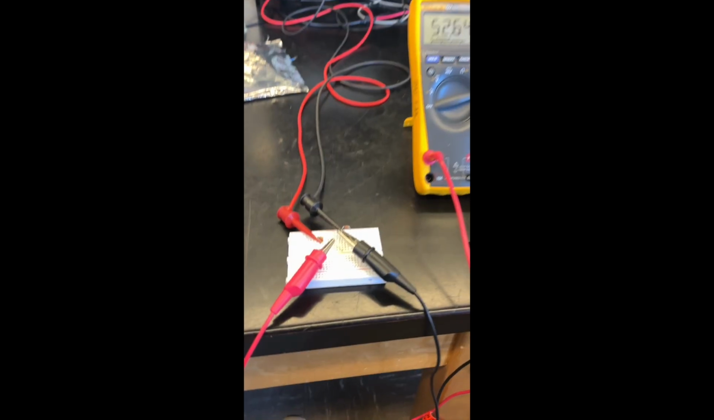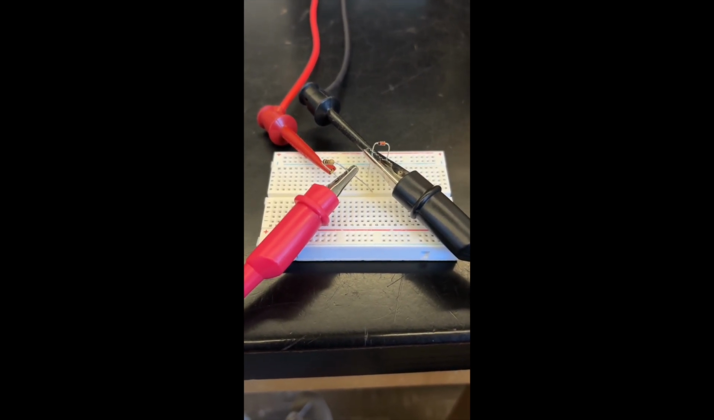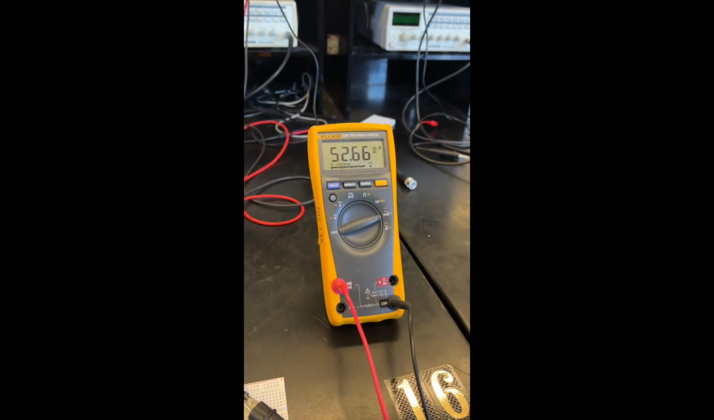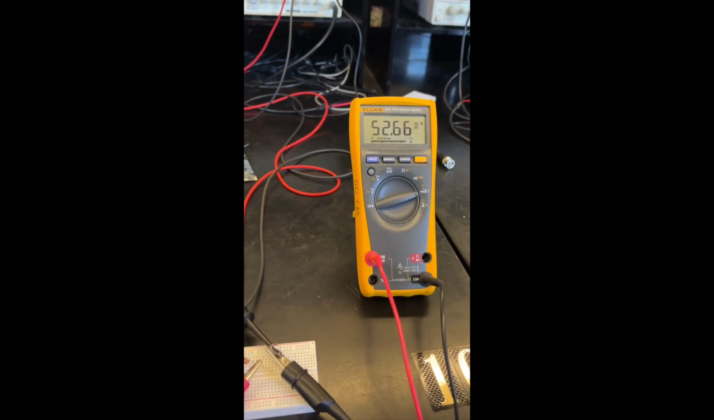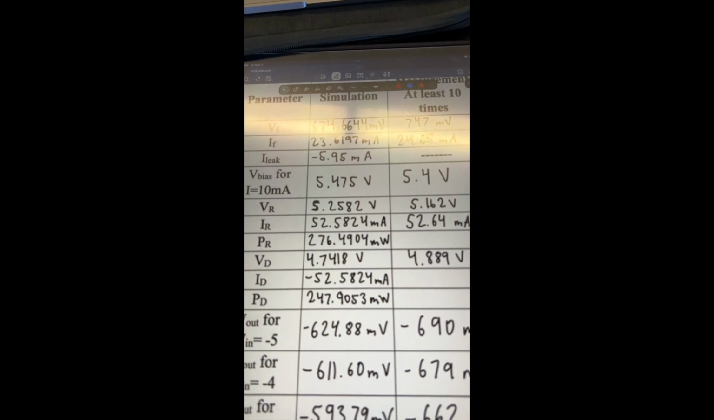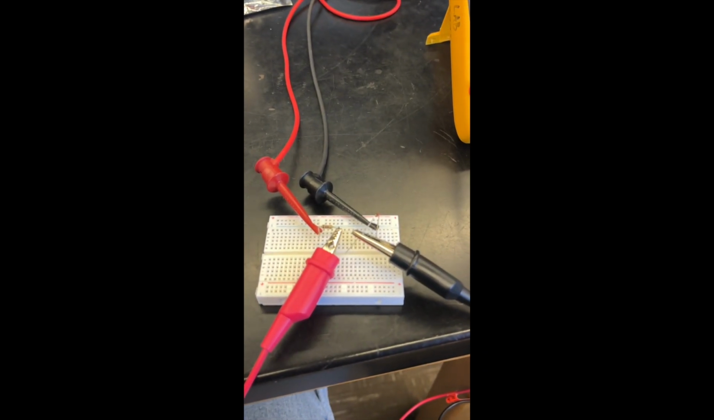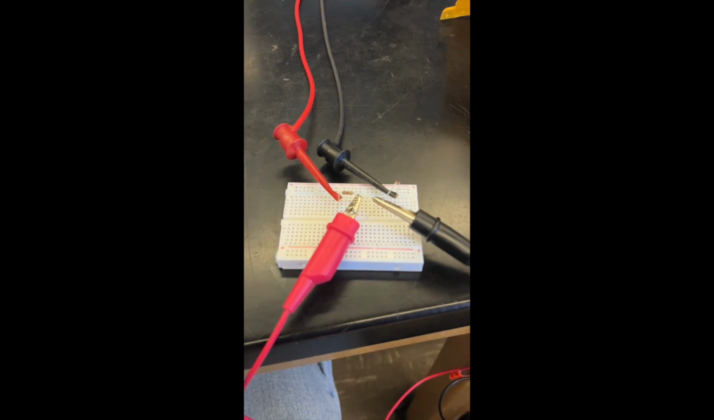All right, now I broke the circuit, and I'm measuring the current through my resistor, and I'm getting a measurement of 52.66 milliamps, and my simulated was 52.5824 milliamps. All right, now since this circuit is just a simple series circuit, the current is the same everywhere throughout it.